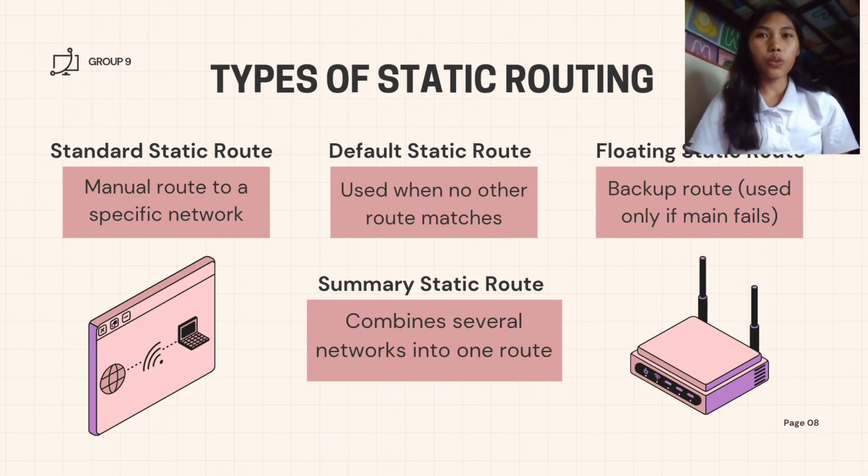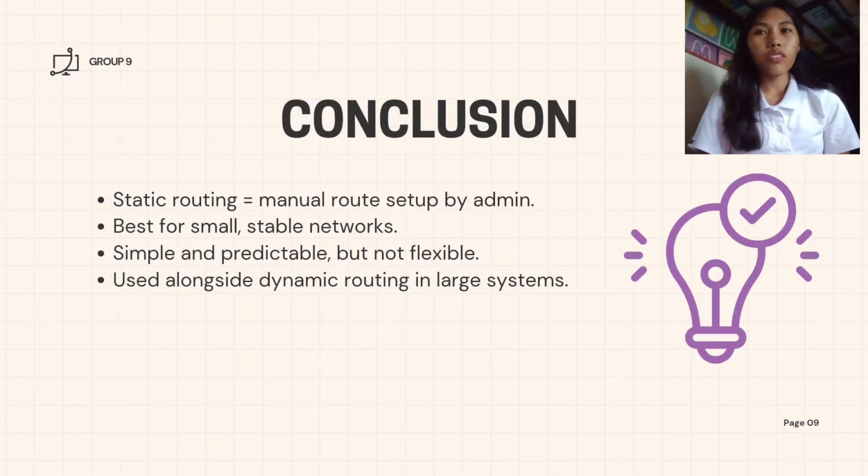So the next slide is the conclusion. In conclusion, static routing means that the network administrator manually sets the path that data should take. It works best in small networks where the connections don't change often. Because everything is set up by hand, it's very simple and predictable, but it's not flexible if the network changes. In bigger networks, static routing is often used together with dynamic routing to make the system more efficient and reliable.